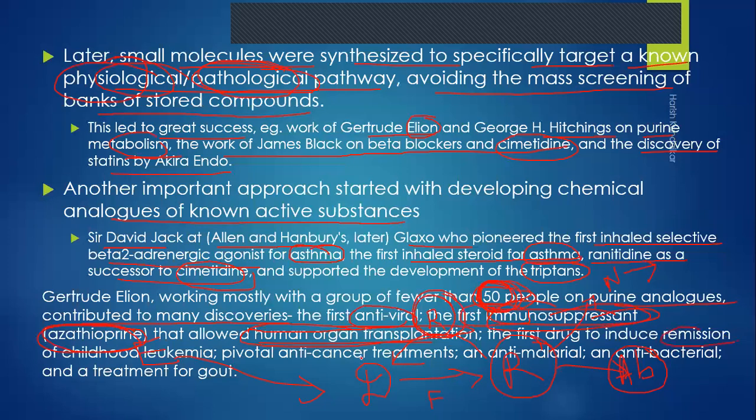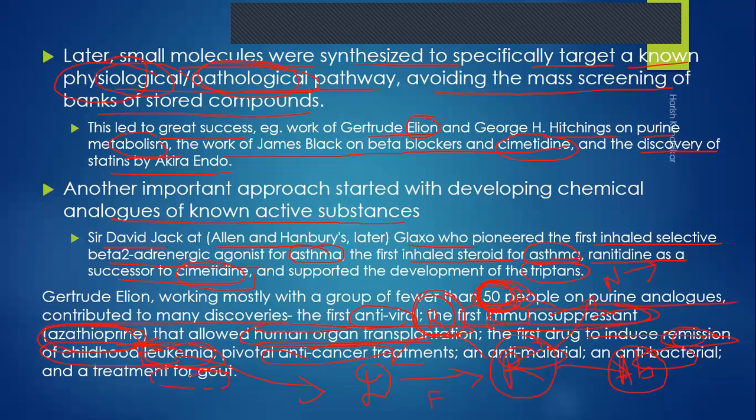The first drug to induce remission of childhood leukemia, yani ki initially people used to say cancer is not a curable disease. But these 50 people, they came together, they worked on those purine drugs, and they discovered the first drug which could induce remission from leukemia. So लोगों को फिर, they started becoming confident. Yes, cancer can also be cured. Okay. Then they also worked on some pivotal anti-cancer treatments, anti-malarials, antibacterials, agents for treatment of gout.